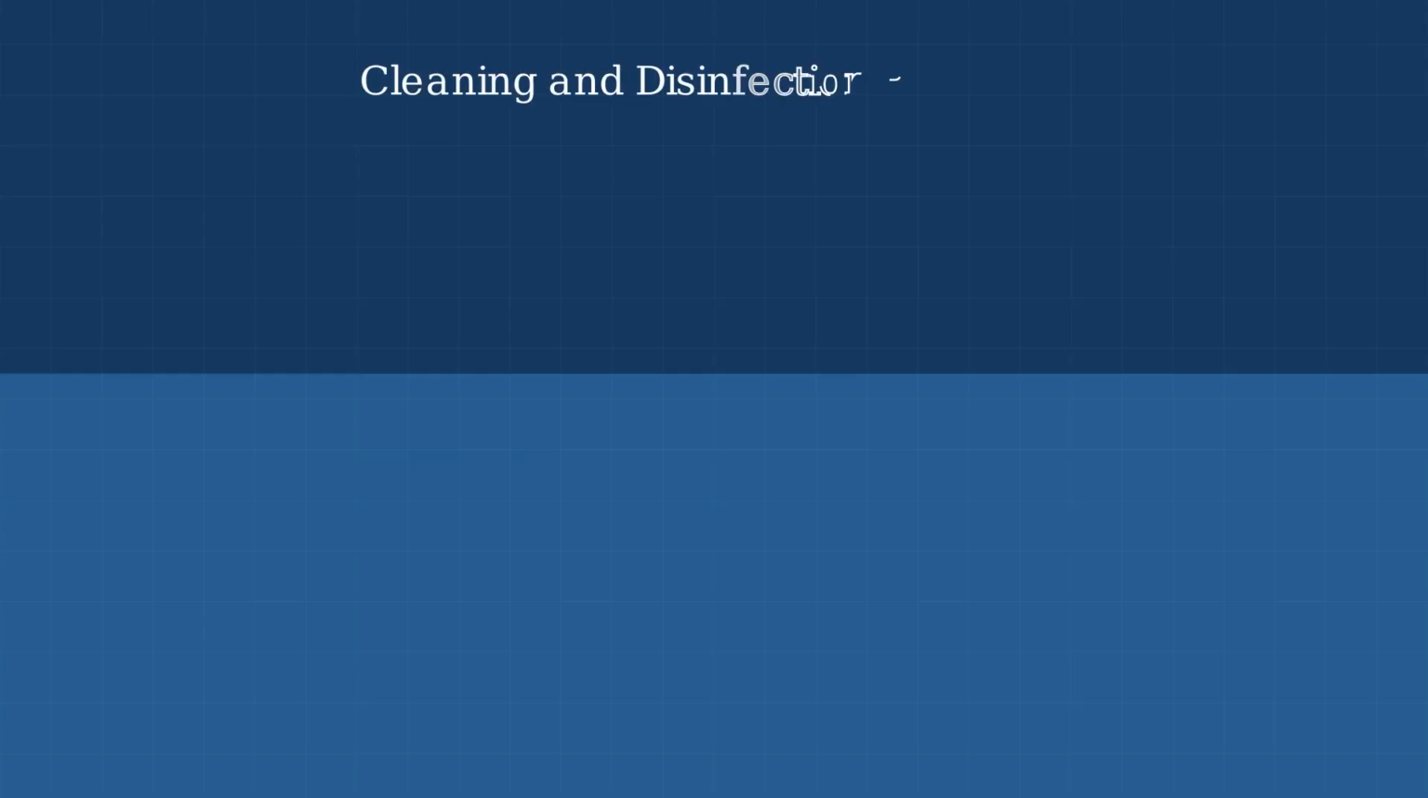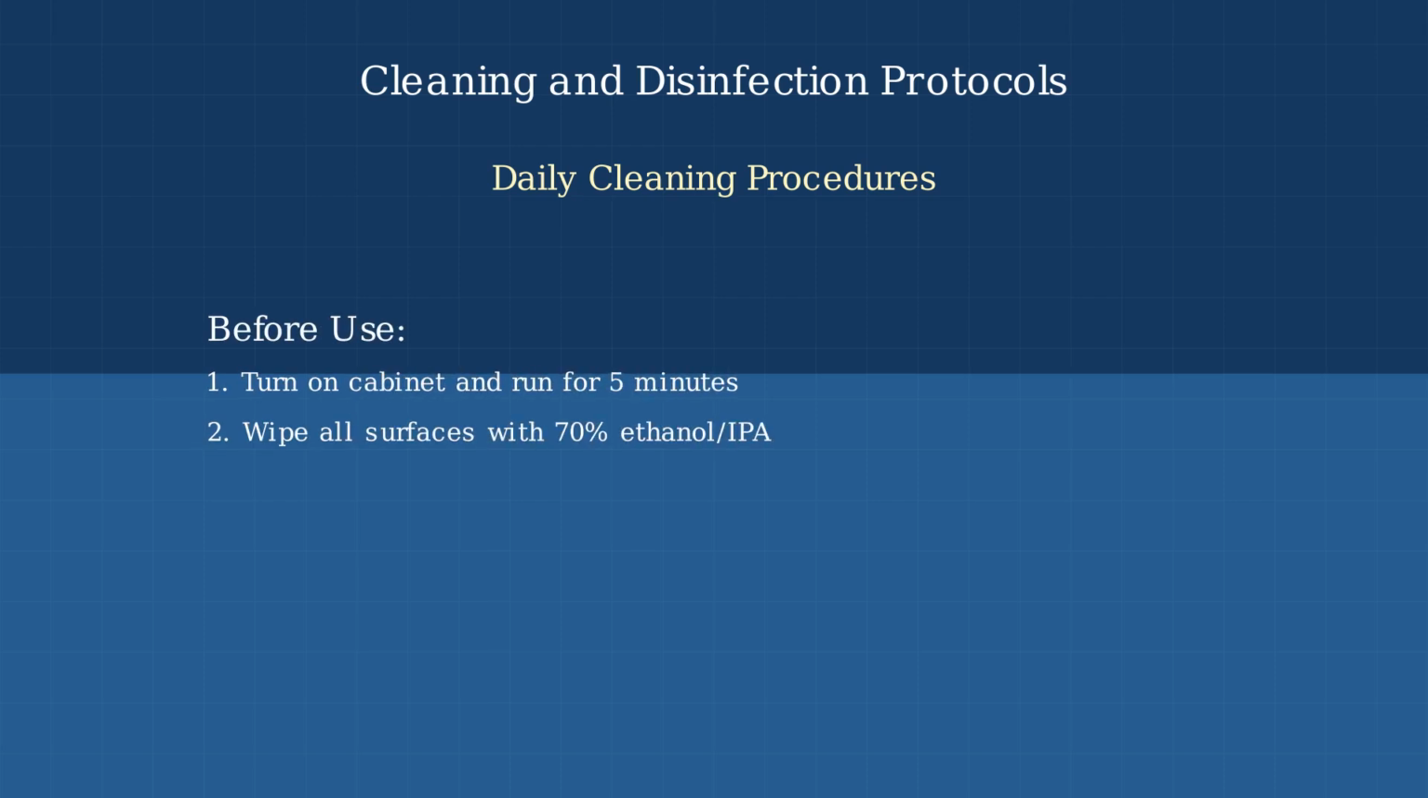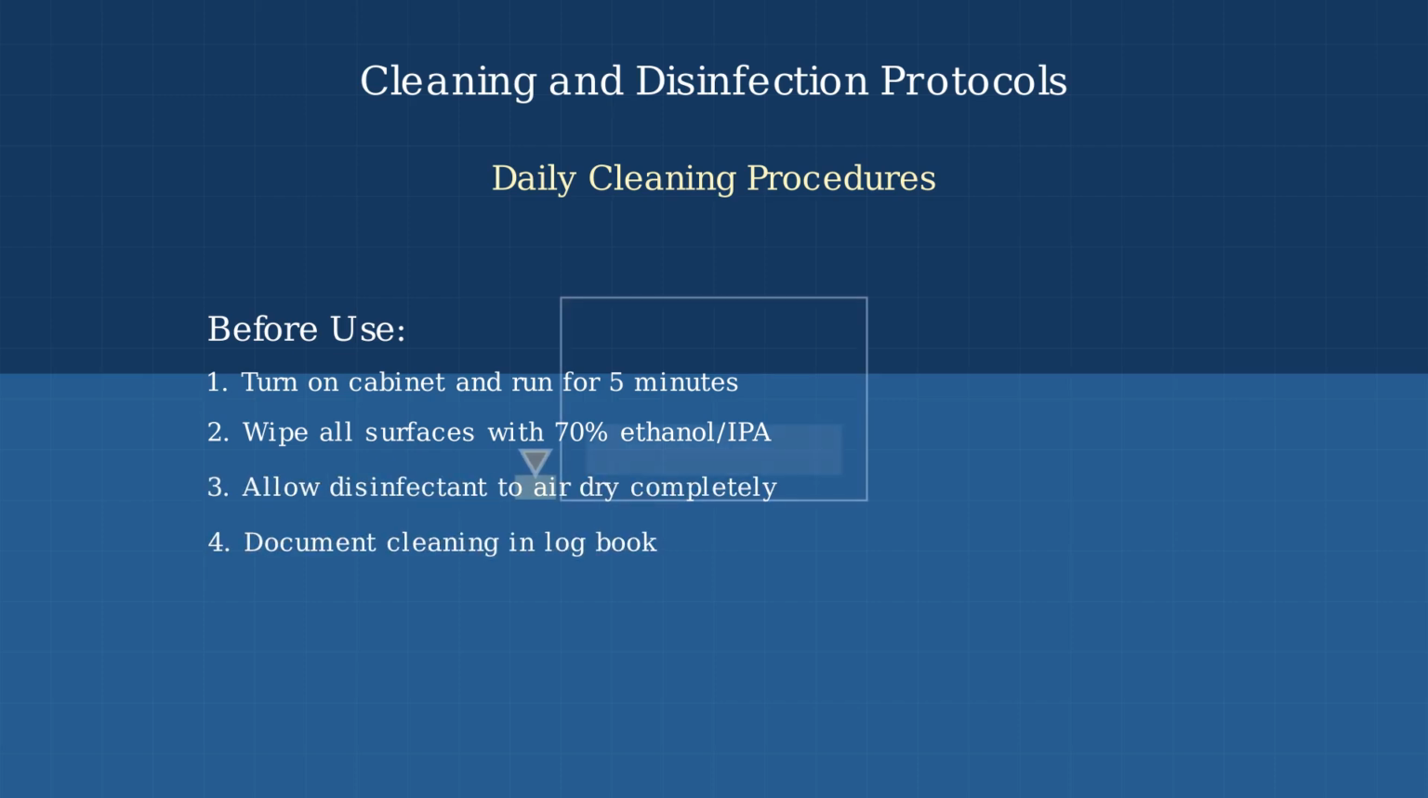Proper cleaning and disinfection protocols are critical for maintaining biosafety cabinet function and preventing contamination. Daily cleaning procedures should be performed both before and after using a biosafety cabinet. Before using a biosafety cabinet, turn it on and allow it to run for at least 5 minutes. Then wipe all surfaces with 70% ethanol or isopropyl alcohol. Always allow the disinfectant to air dry completely and document the cleaning in your logbook.